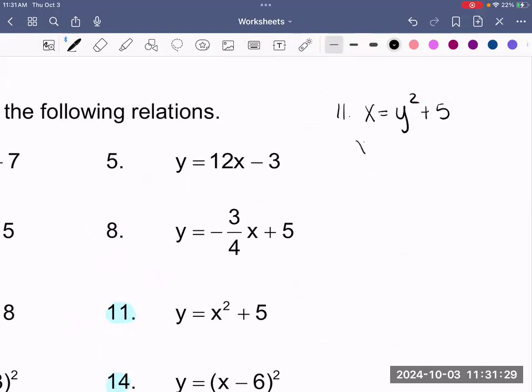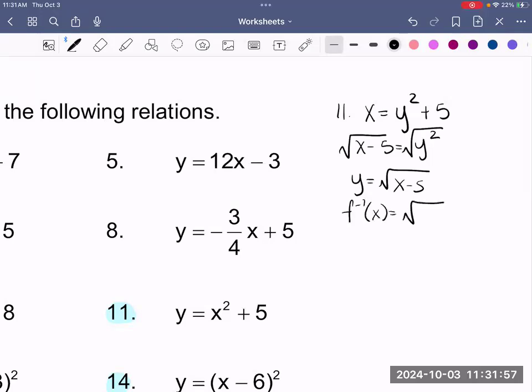subtract your 5, and notice that's the same step as we've done before. Now to undo a square, we're going to square root both sides. Y is equal to square root of x minus 5, and we do not need to add the plus or minus symbol since we're not actively looking for solutions. So now we have y equals the square root of x minus 5. Last thing we're going to do is we're actually going to write the inverse is equal to the square root of x minus 5.